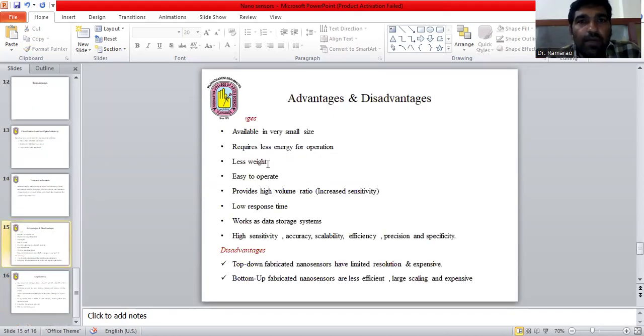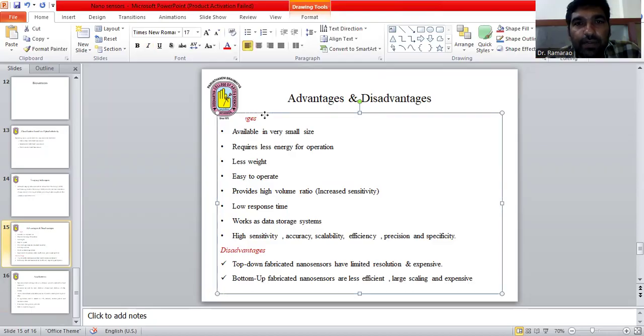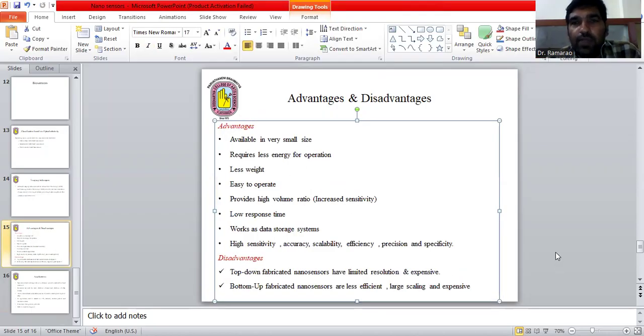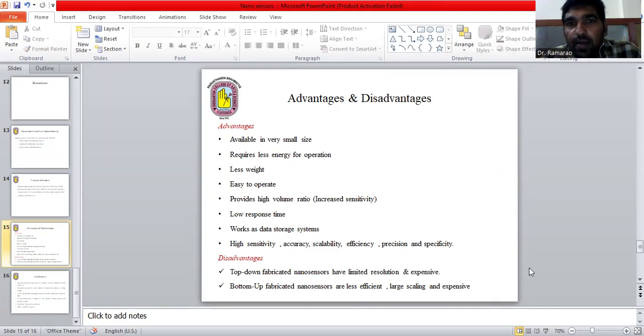So the most common advantages of nanosensors: they are available in very small size and require less power or energy for operation and have less weight. It's very low weight, easy to operate, and provides a high surface to volume ratio, which enhances the sensitivity. Another characteristic is low response time. It works as a data storage system and offers high sensitivity, accuracy, scalability, efficiency, precision, and specificity. Because of all these reasons, nanosensors are very useful in various industries.